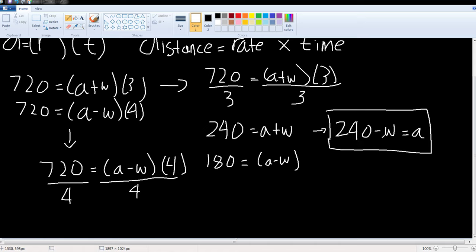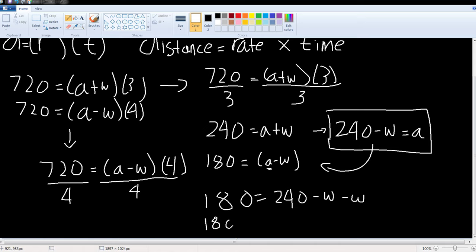And then I plug this relationship into the second equation, so I get 180 is equal to, everywhere I see a, I write 240 minus w. So I'll have 240 minus w, this is for this part, a, and then minus w. Now I just get 180 is equal to 240 minus 2w, right?